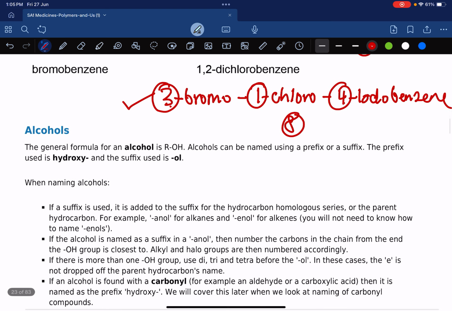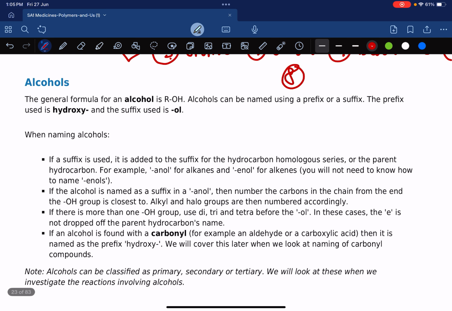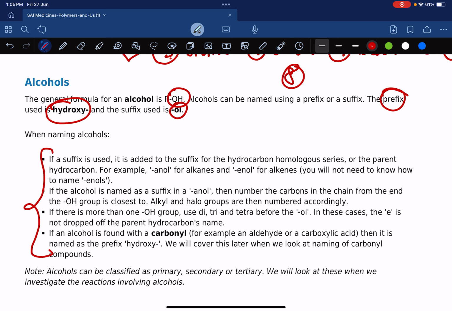Now that brings us to the next functional group, which is an alcohol. Alcohols are something that you are familiar with, right? The functional group of alcohol is hydroxyl. So you end up with a suffix called -ol, and here it says the prefix is hydroxy. I will explain this to you later. So all of these things here, I will explain shortly.